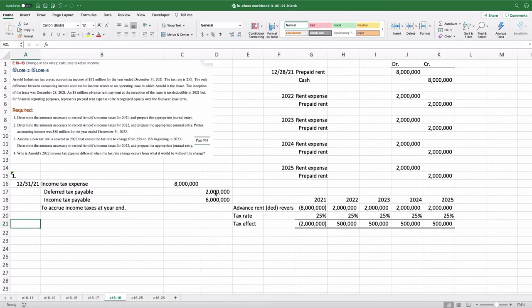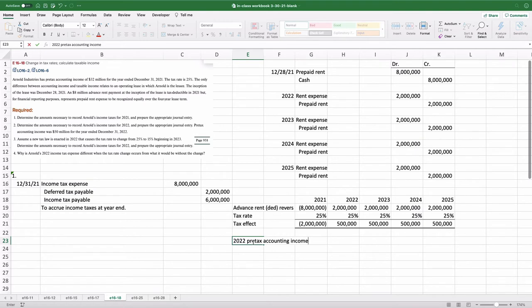And that's number one. Number two says determine the amounts necessary to record Arnold's income taxes for 2022 and prepare the appropriate journal entry. Pre-tax accounting income was $50 million for the year ended 2022. So we have 2022 pre-tax accounting income, and that is given as $50 million.